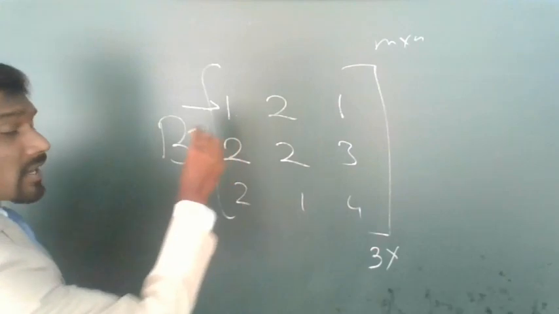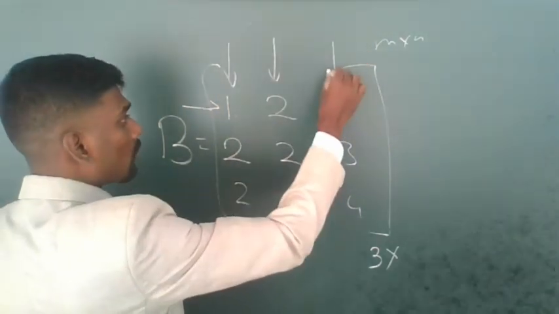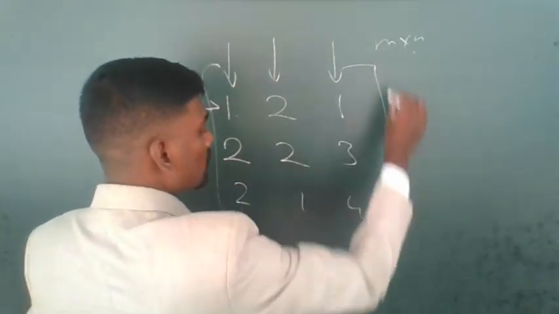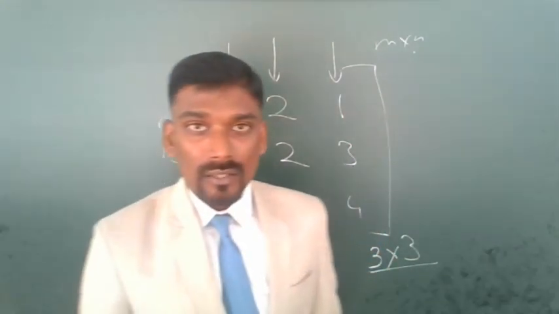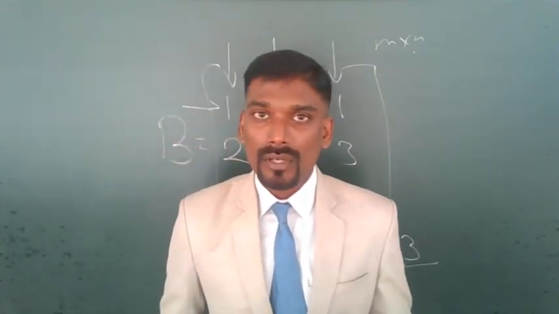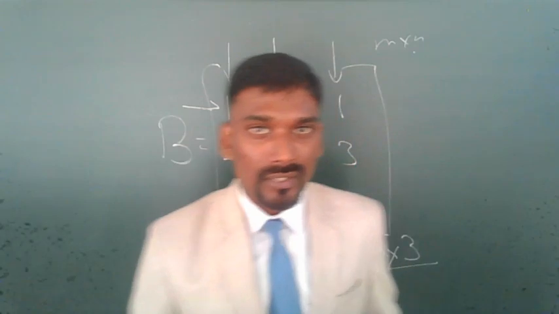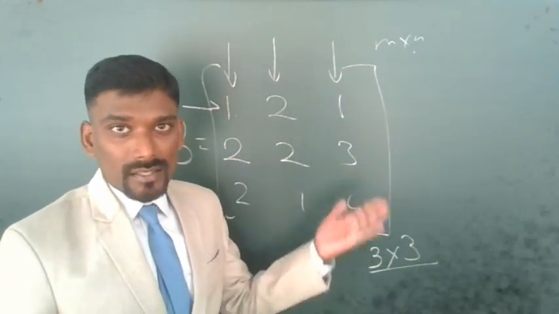Now, if I want to find columns, what are you going to do? This is the first column, this is the second column, this is the third column. So how many columns are there here? 3 columns. So 3 rows and 3 columns. This is the way you first find out how many rows and columns there are, and then tell whether it is a 2 cross 2 matrix or a 3 cross 3 matrix.